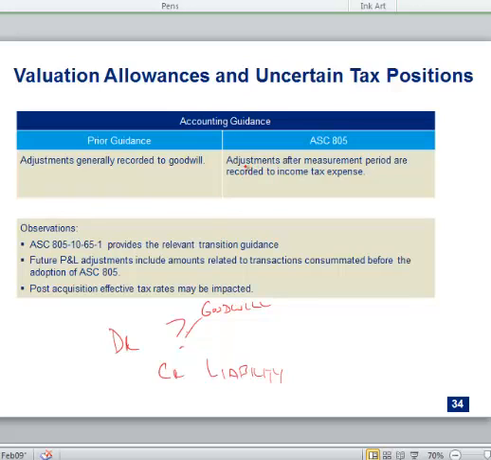Under the new rules, any adjustment after the measurement period, which is generally the period that starts with the acquisition date and goes up to a year, but only for facts that existed as of the acquisition date, any other adjustment goes to provision. So if it's a year and a day later, and the IRS comes in and realizes that you have all this meals and entertainment that you've been deducting and you have a big exposure, now you have to accrue that to provision.